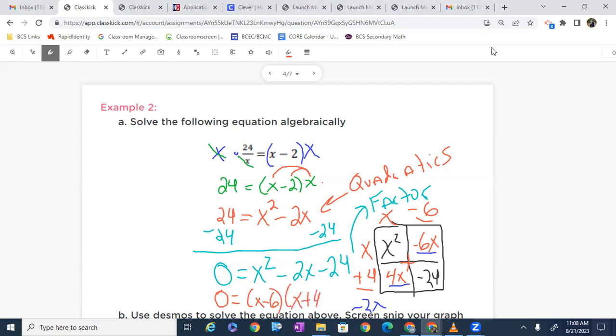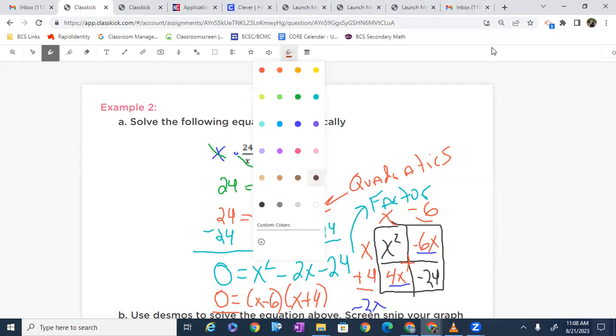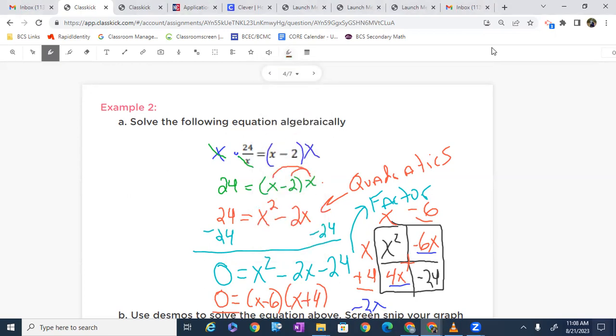Now, if you remember, in order to find the solutions here, in order to get a value of 0, you really just need to use the opposites. So now we just need to come here and use the opposites. And that should give us our solution. So x would be the opposite of negative 6. So x would be equal to positive 6. And I have x plus 4. So that would be x equals negative 4.